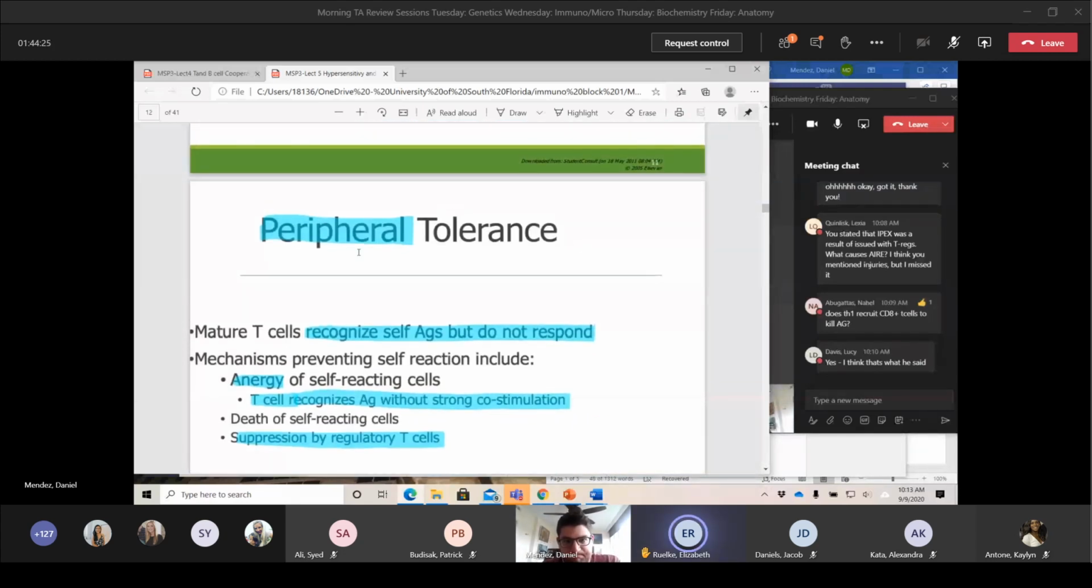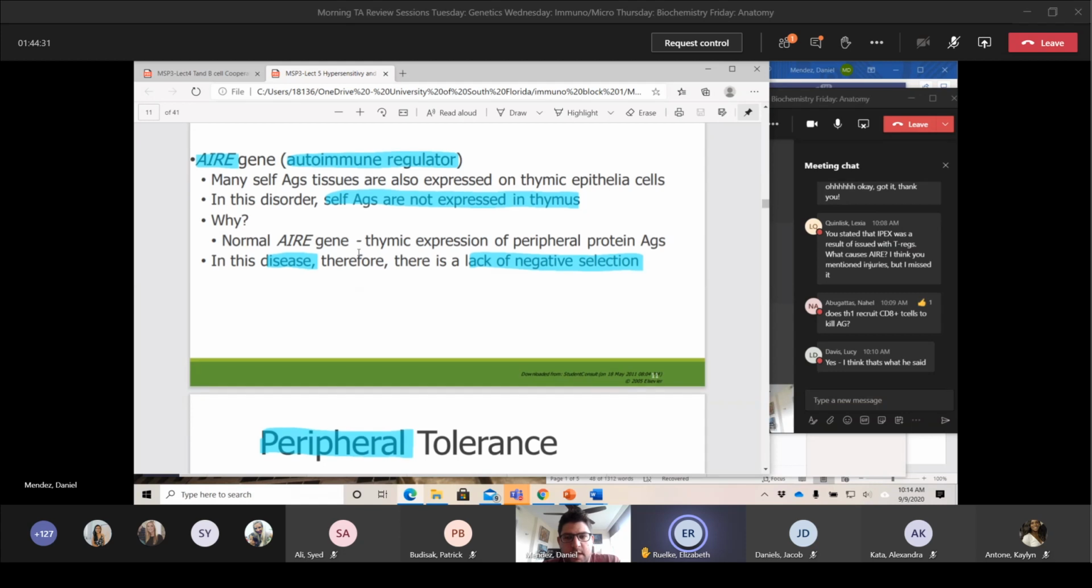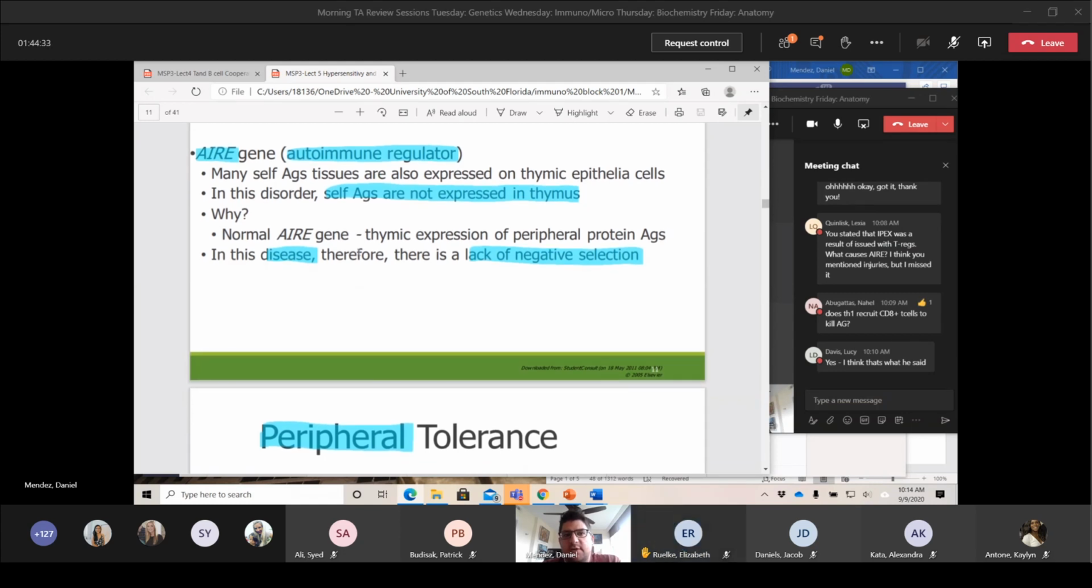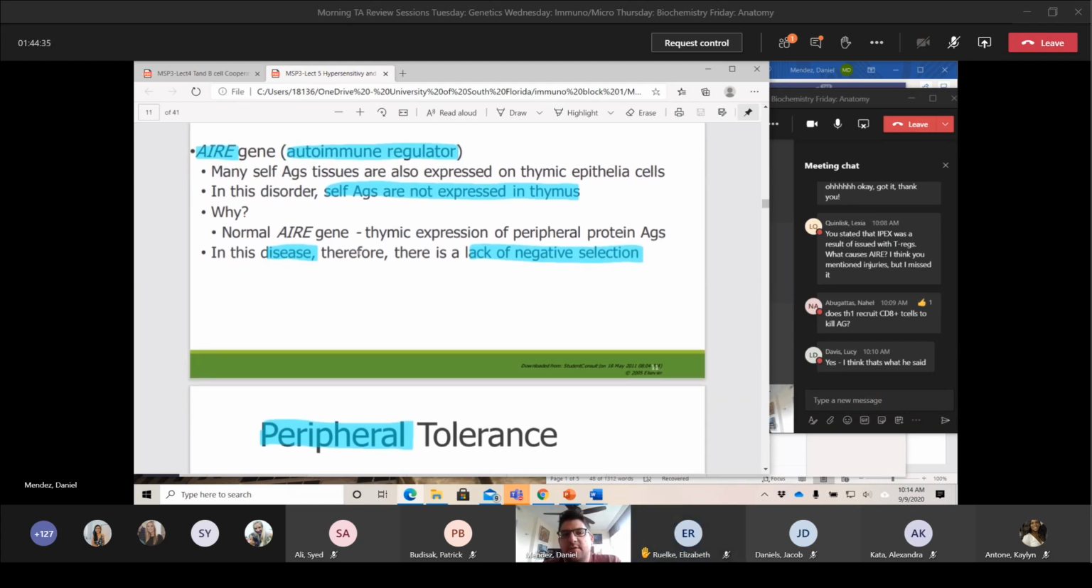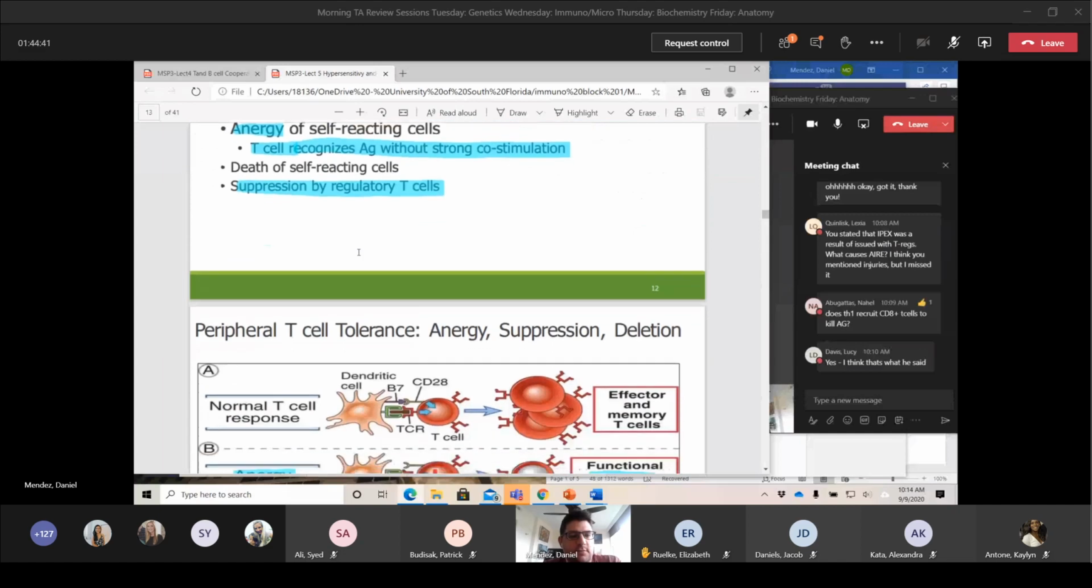Daniel, would the FOXP3 deficiency in Tregs affect more of the peripheral tolerance or the central tolerance of T cells? That would affect central tolerance, because that's where you find your Tregs, in your thymus and in the bone marrow. So that might be why it's slightly out of order. We'll see.